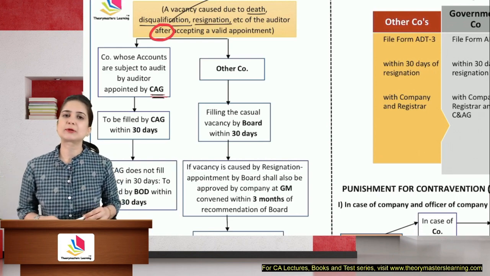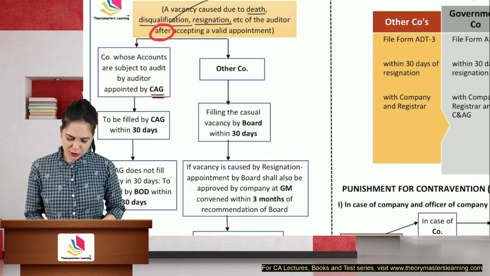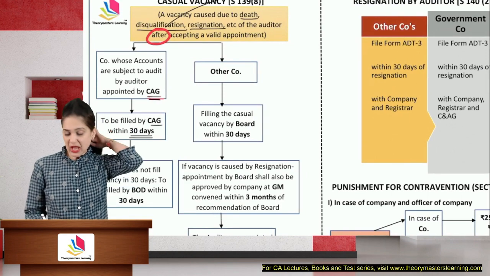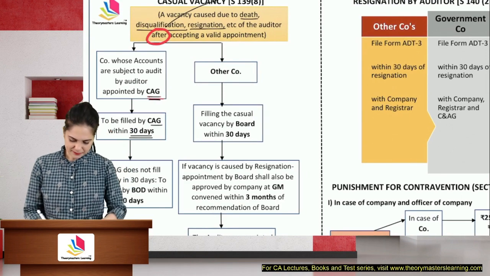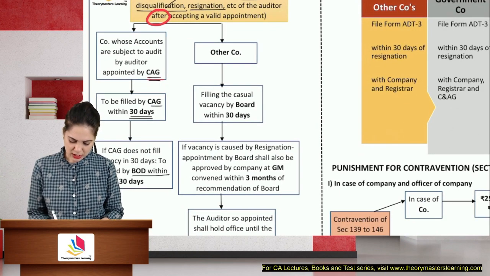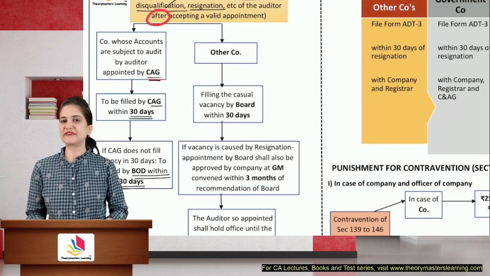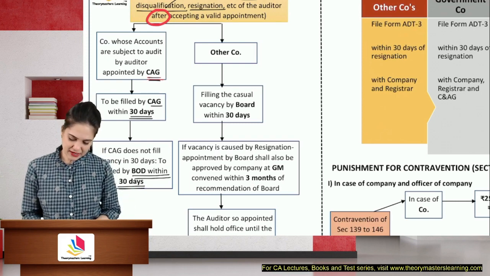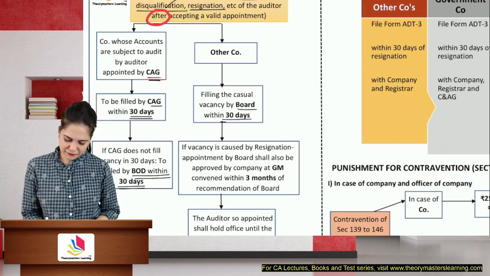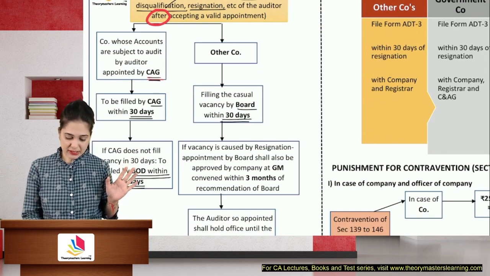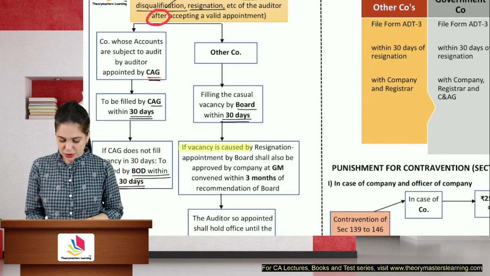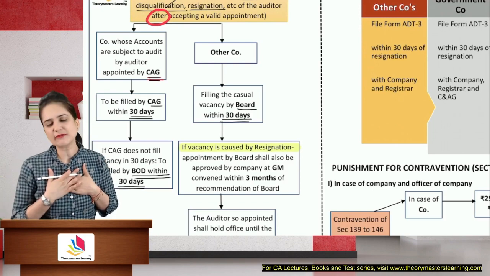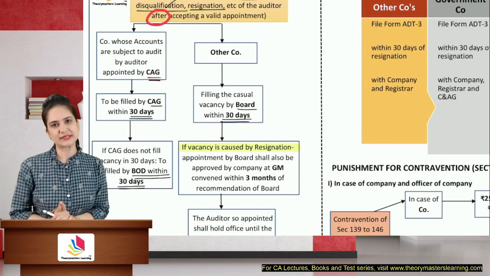If you are an auditor appointed by CAG, then the casual vacancy will be filled by the CAG within 30 days of creation. And if the CAG does not fill it, then it will be filled by the board within 30 days. If you are any other company, then it will be filled by the board within 30 days of creation. But if the vacancy is caused due to resignation, I seriously want to know why the auditor has resigned.